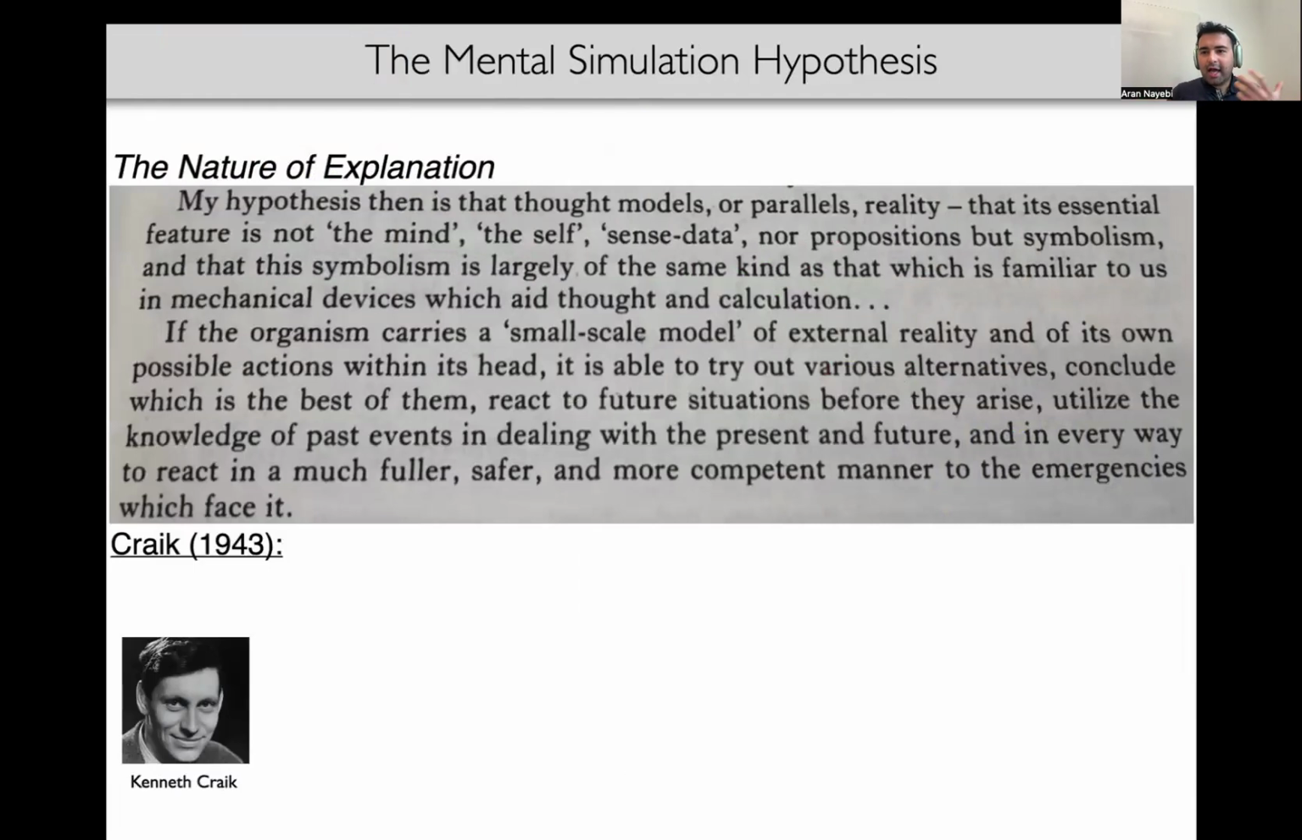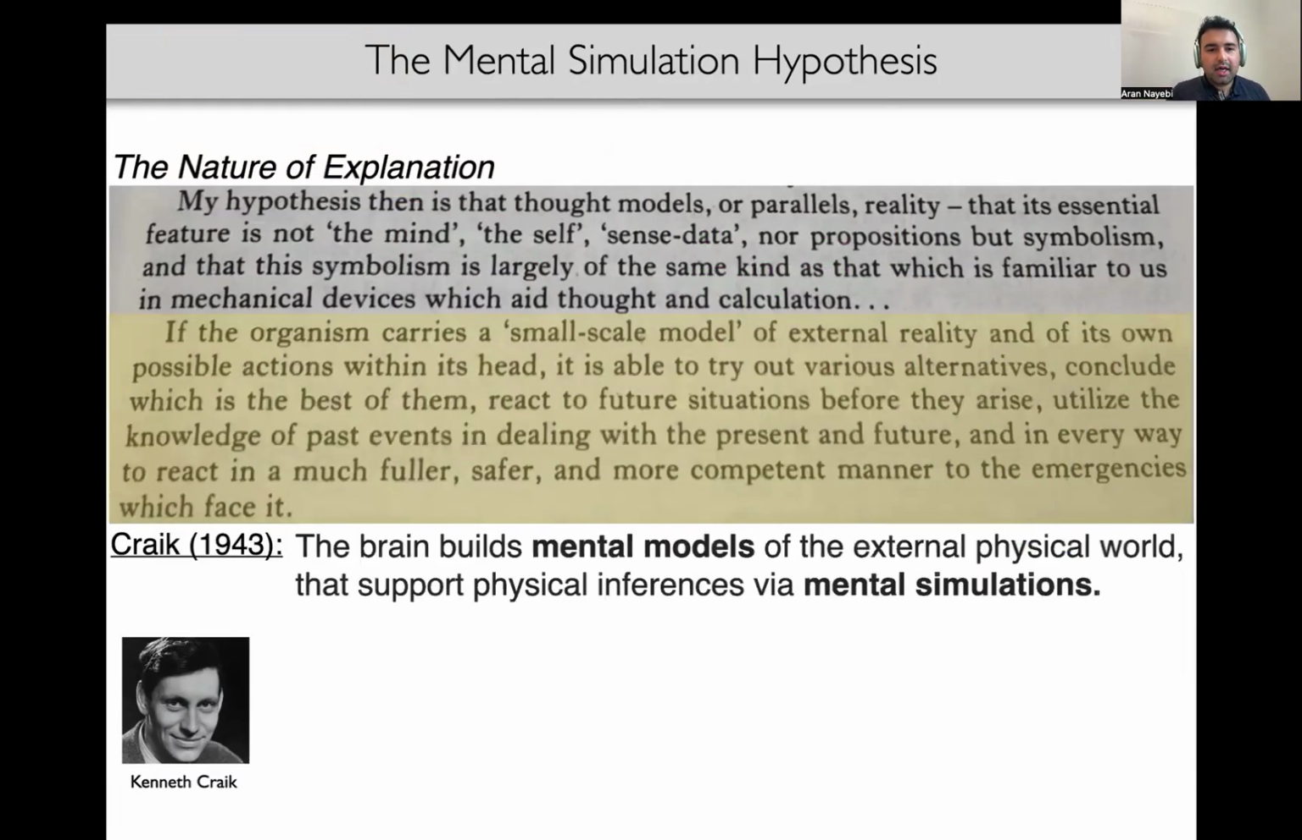And the crux of the hypothesis of how we do this comes back to the very prescient work of Ken Craik, who's a Scottish psychologist. And this is actually an excerpt from his book, which I really like: the brain builds mental models of the external physical world that supports physical inferences via mental simulations. In other words, the organism carries a small-scale model of external reality in its head.